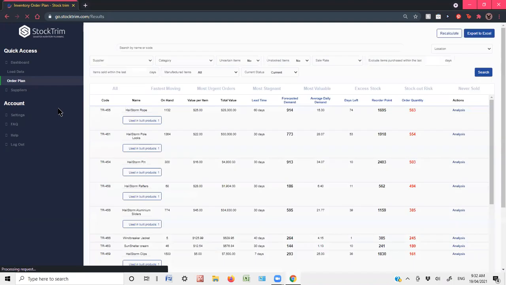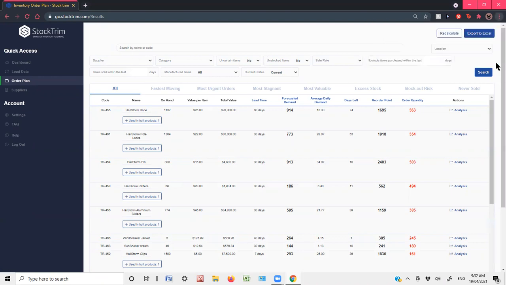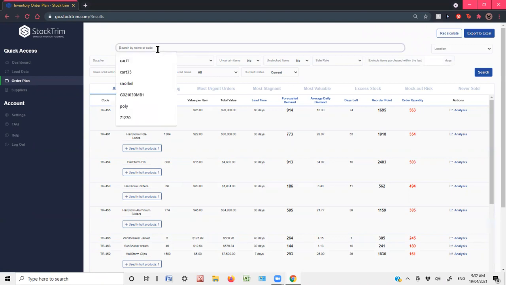So looking at the order plan, this is where all the individual forecasts are generated, based on the data imported. And at the top of the screen here, we have the ability to come in and search for various information that's required, just to help you drill down into specific sections if you don't want to look at all the information. So you can come in and search by item name or item code.